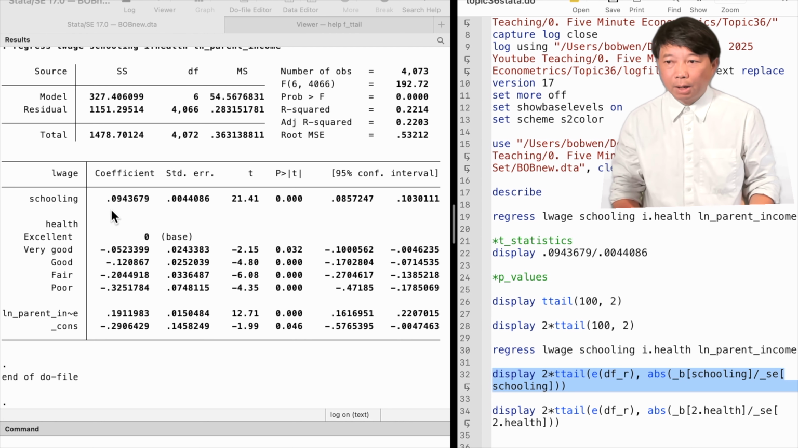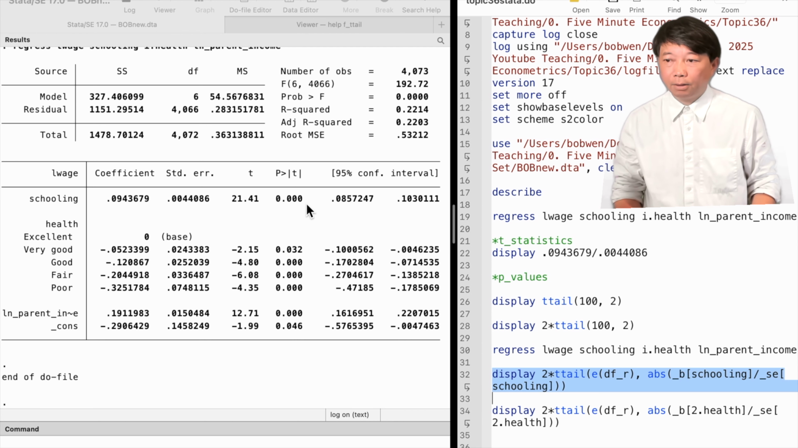We continue to use our wage equation as an example. The Stata results window shows that the p-value for a t-statistic of 21.41 with infinite degrees of freedom against a two-sided alternative is 0 to 3 decimal places. So, the null hypothesis is rejected very strongly. The return to education is significantly different from 0 at a tiny significance level.